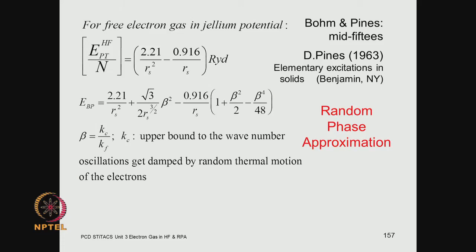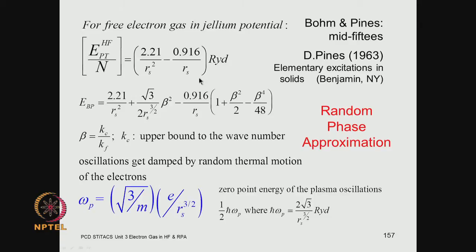So, I am going to discuss the Bohm-Pines approach to some extent, and in the Bohm-Pines approach you get an improvement over the expression you get either from Hartree-Fock or from perturbative methods. You get additional parameters in terms of beta, which is actually a ratio, and this ratio is Kc over Kf. Kf is our old friend, the Fermi momentum in units of h cross, and Kc is a certain upper bound to the wave number because oscillations get damped by random thermal motion above it. I will explain why you have this upper bound.